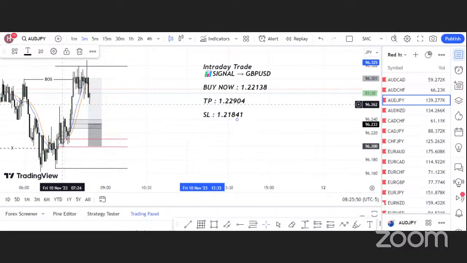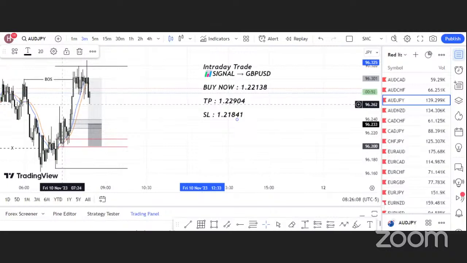Then we also have swing trade. Swing trades are trades that are expected to run for days, even weeks. Some even hold trades for months. So that is swing trade. So this is what a signal looks like.